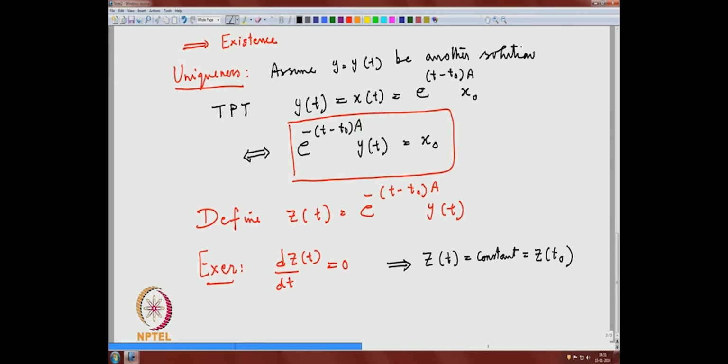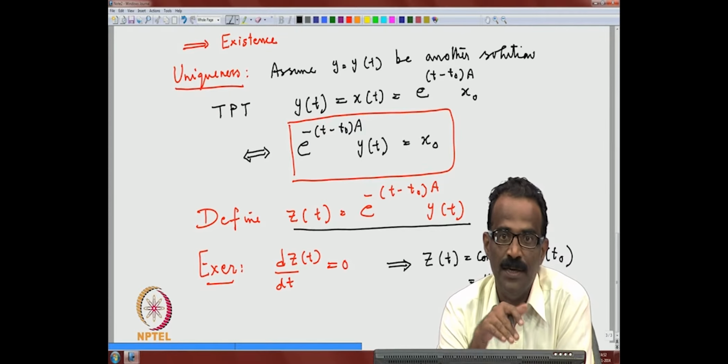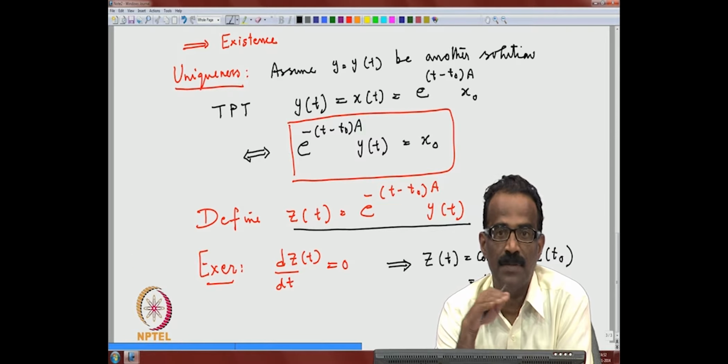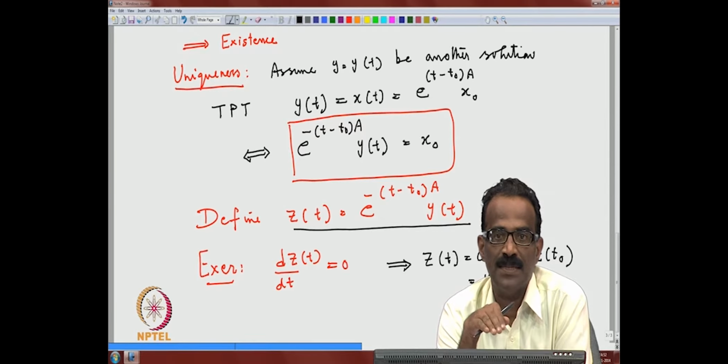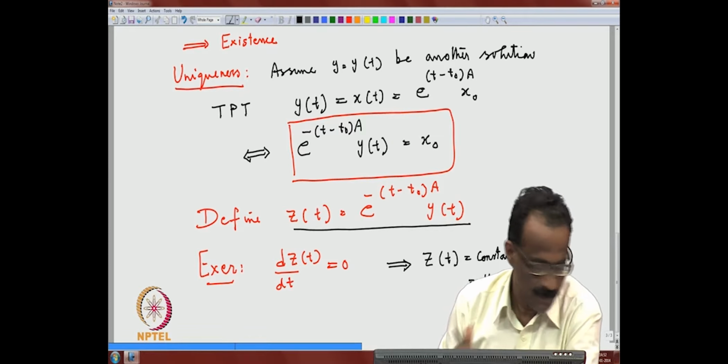So, it has to have the same value at t naught. But z at t naught, by the definition, put t equal to t naught here, is nothing but y at t naught. What is given to you? Y is a solution to your initial value problem and y at t naught is nothing but your x naught. So, you have your uniqueness in a quick way without appealing to the general theory. So, we have proved the existence and the uniqueness, existence by construction and uniqueness by direct application. The autonomous linear system has a unique solution.